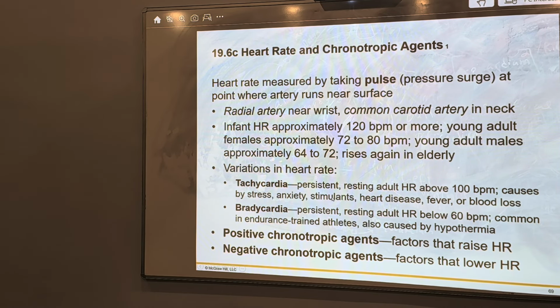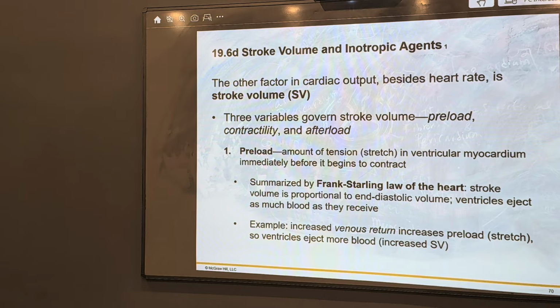Tachycardia, persistent resting heart rate above 100, bradycardia, persistent resting heart rate below 60. Positive chronotropic agents, those are factors that raise the heart rate, and negative chronotropic agents, those are factors that lower the heart rate.